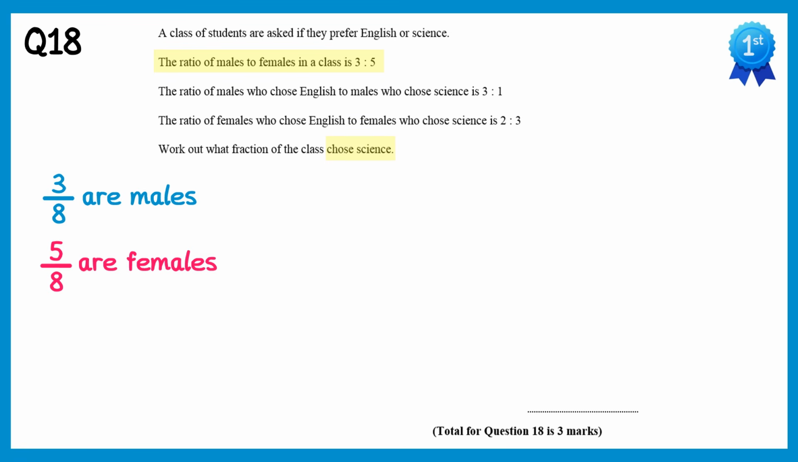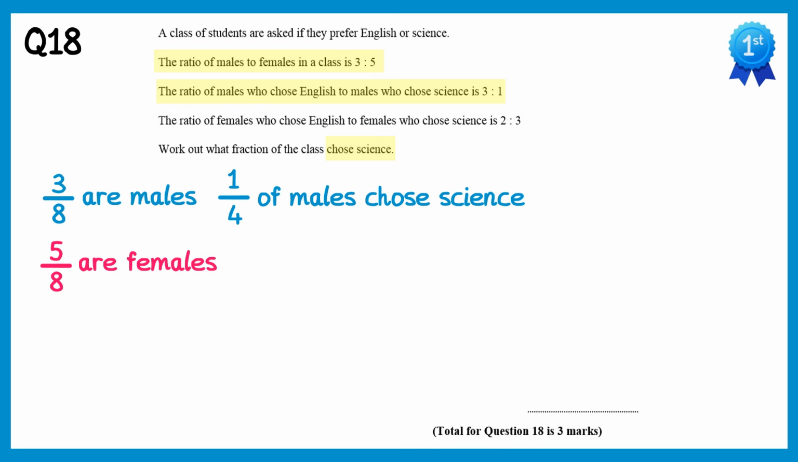If we look at this next statement, the ratio of males who chose English to males who chose science, we find the ratio of that is 3 to 1. Since the second part of this ratio is science, then 1 out of 4, or a quarter of those, chose science. So a quarter of males chose science.